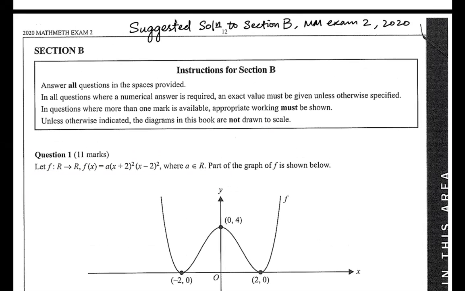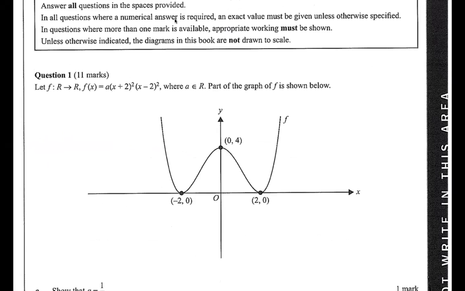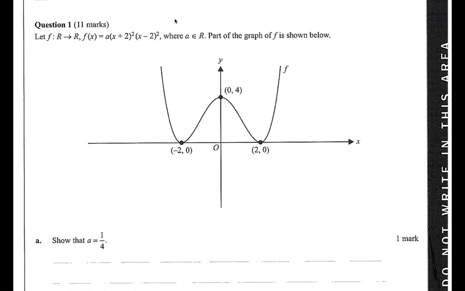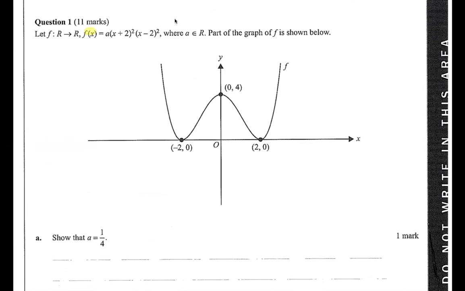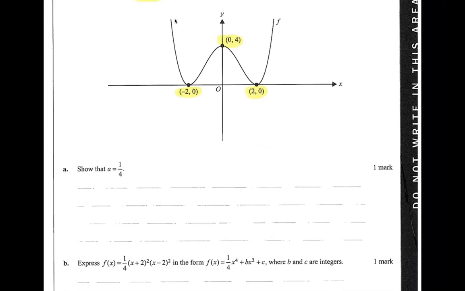Okay, so we carry on the second part of the previous video doing the 2020 Math Method Exam 2, Section B. Question 1, 11 marks. Let f be a quartic function, a times x plus 2 squared times x minus 2 squared. Part of the graph of f is shown below. So we have two turning points and one y-intercept 0, 4, which is also a local maximum. First part, we want to show that a is a quarter.